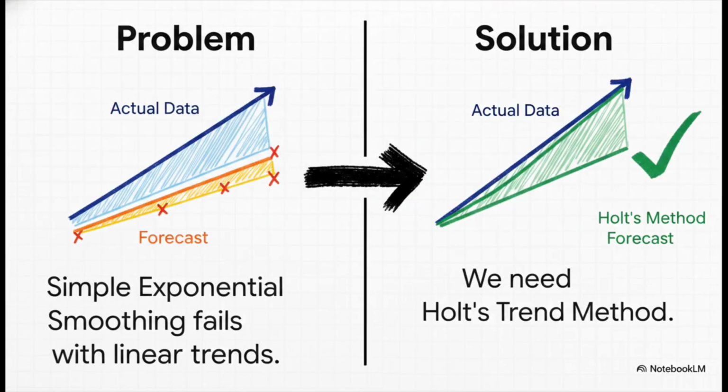And this is where we need to bring out a bigger tool from our toolkit. This is called double exponential smoothing, or as it's more formally known, Holt's trend method. And this method is specifically designed to handle data that has a clear linear trend.